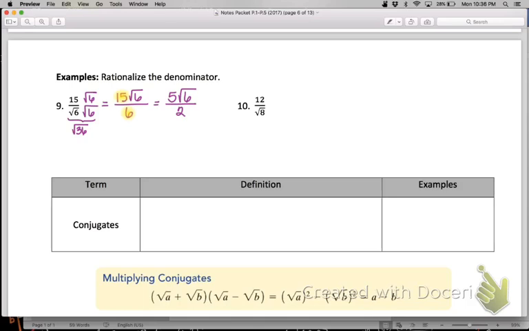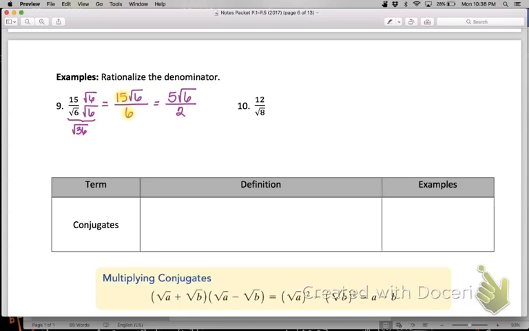Now on number 10, I could multiply by square root of 8 over square root of 8. It would absolutely work, and I could simplify. But I always like to say, think smarter, not harder. All I need is for the denominator there to become a perfect square. So right now I have the square root of 8, not a perfect square. But the closest perfect square to 8 would be 16.